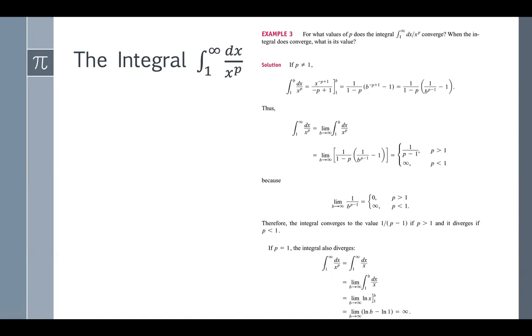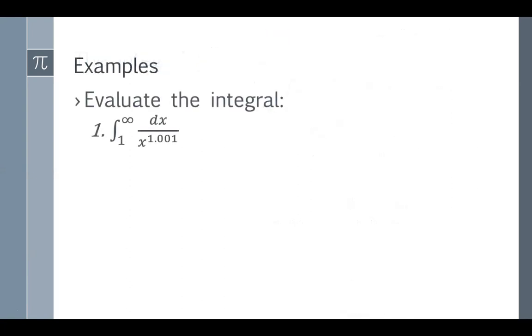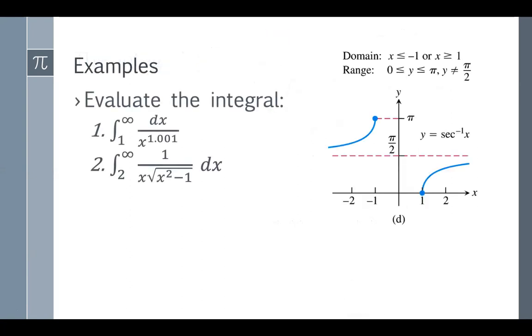All right, so the big important takeaway from this is that this integral converges if p is greater than 1. It converges to 1 over p minus 1. If p is less than or equal to 1, it diverges. All right, so now we have a few examples, and we may use that graph somewhere. So let me switch over to the tablet.